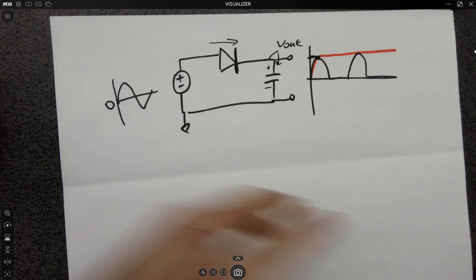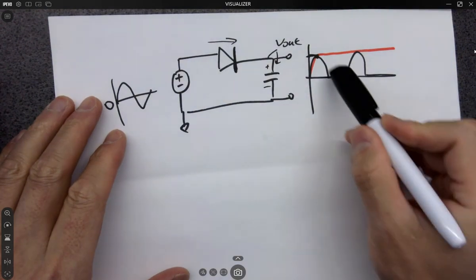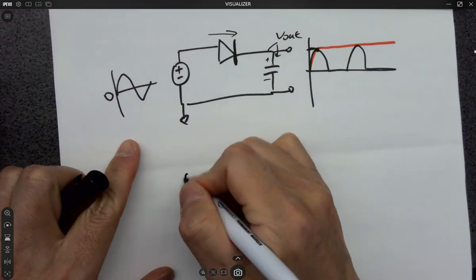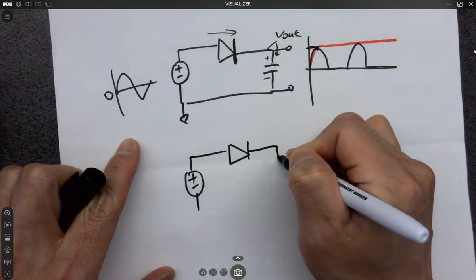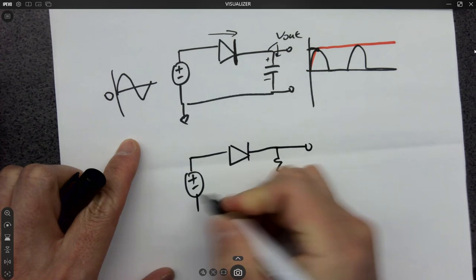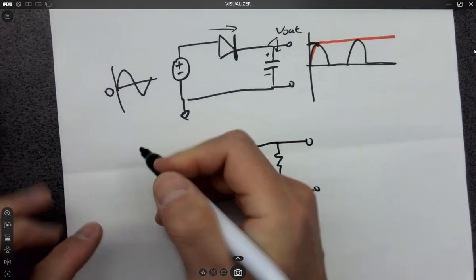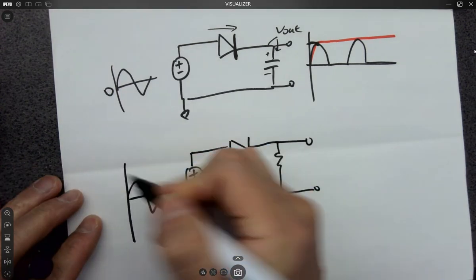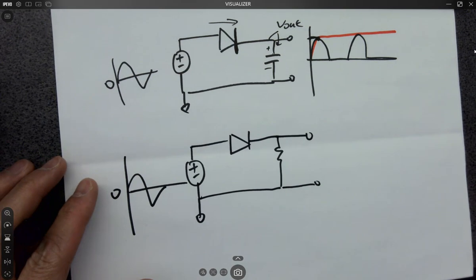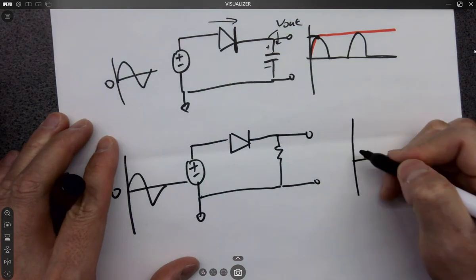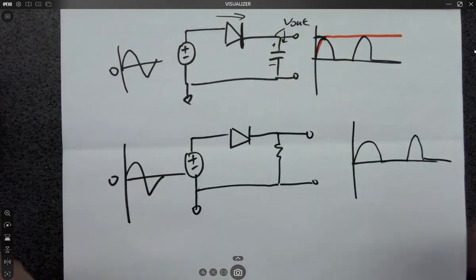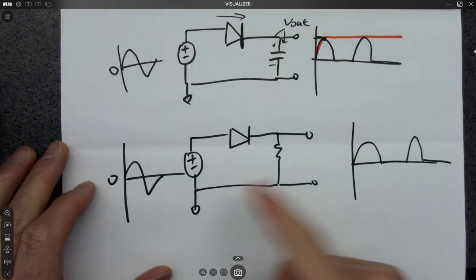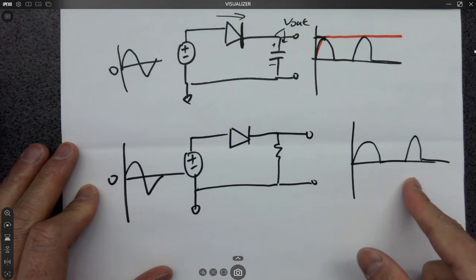However, you probably have seen some outputs like this, and that is from a circuit that only has a diode and a resistor like this. If you have an input swinging around zero, and now your output looks like this. Let's take a look at this circuit and see if that makes sense. Why will this input give you this output?